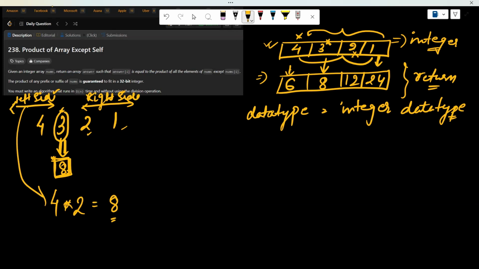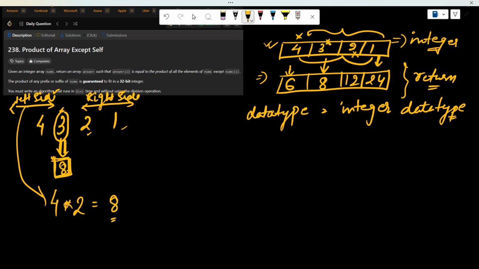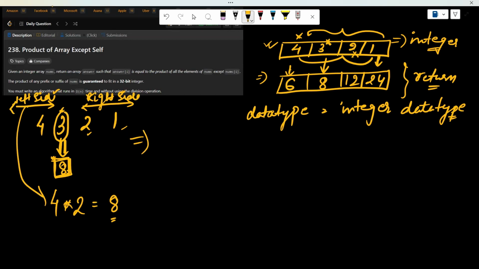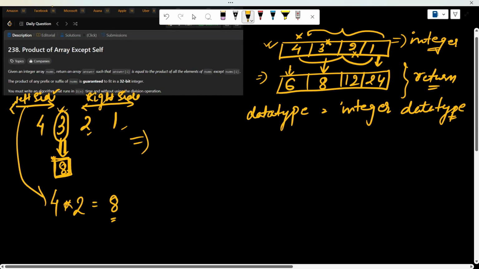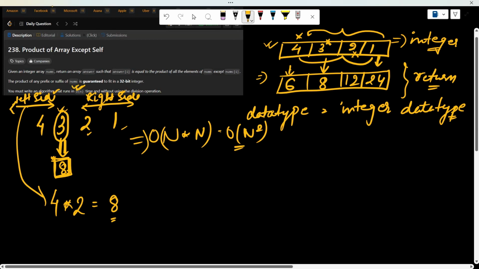So how can we solve this? Do we need to traverse the left side of this number and calculate the product, and traverse the right side of this number and calculate the product? If we do so, the time complexity will be, for each number we are traversing the whole array and there are n indexes. So in that case, the time complexity will be big O of n square. But they have mentioned that we have to solve this in big O of n. So how can we optimize it?